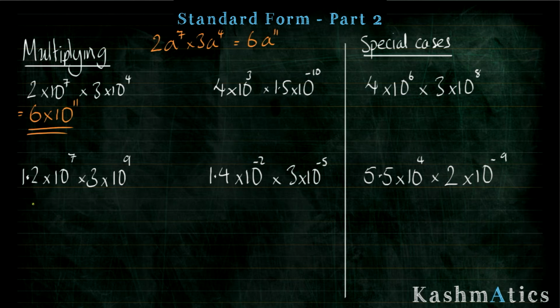The second one, let's do this one next. 1.2 times 3 is 3.6, multiplied by 10 to the power. So you do 7 plus 9, which is 16.